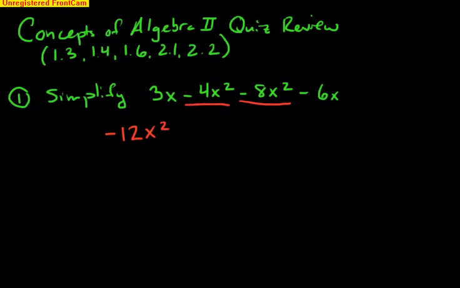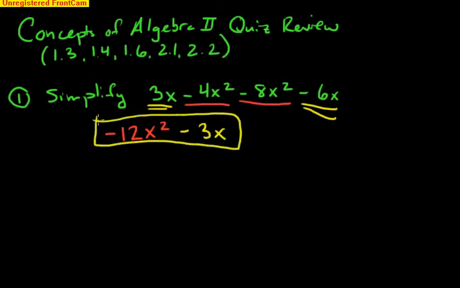And then we have the 3x and the minus 6x. They are also like terms. So if we do 3 minus 6, we will get negative 3. And again, the x doesn't change. And this is done because this has x squared, this has just x. So this is your final answer. Simplifying expressions, like terms. Okay?